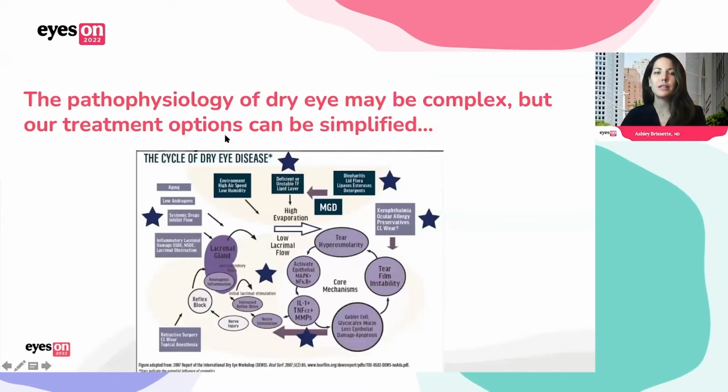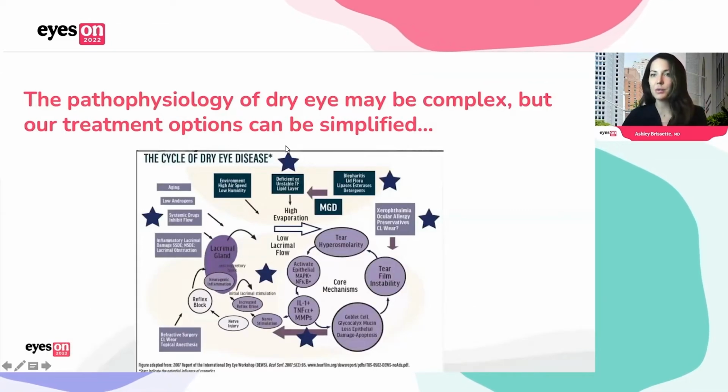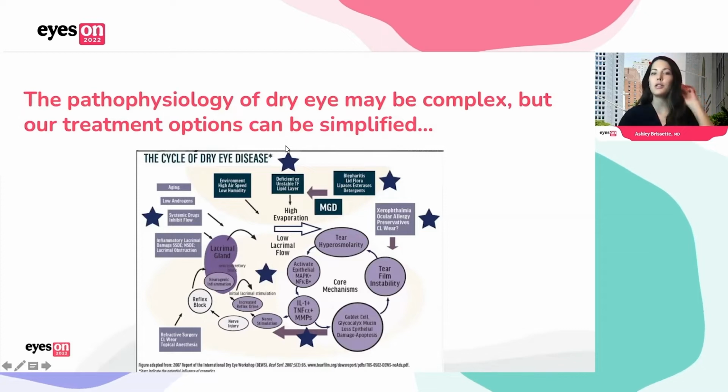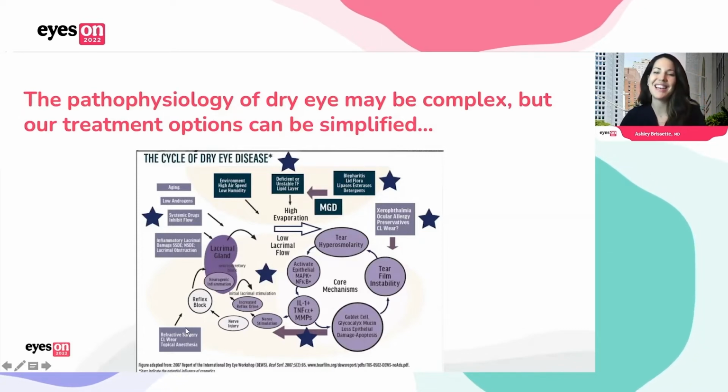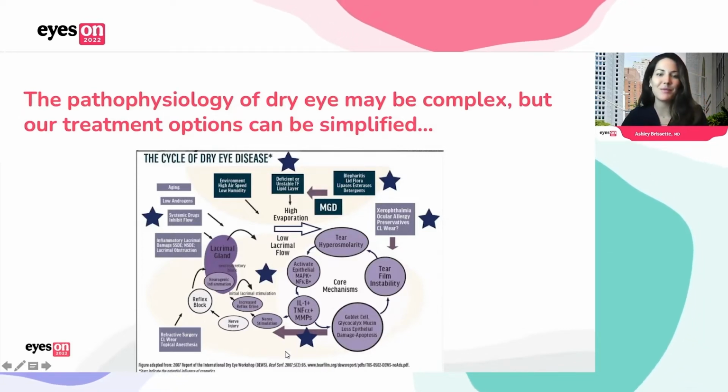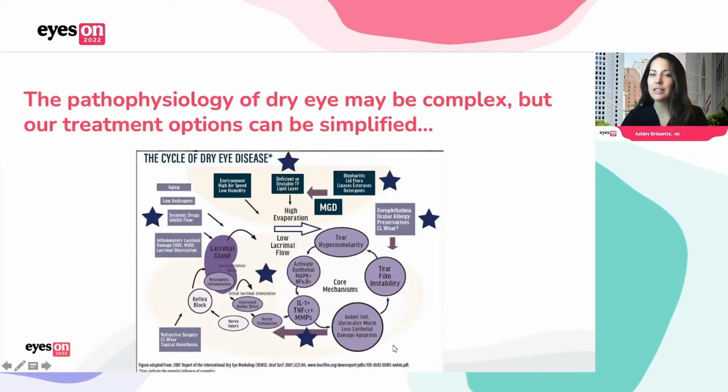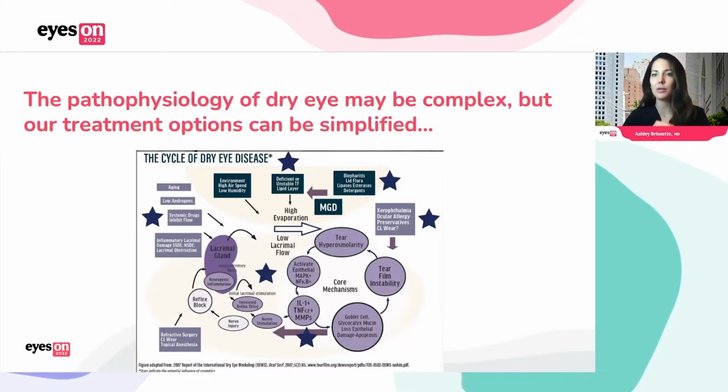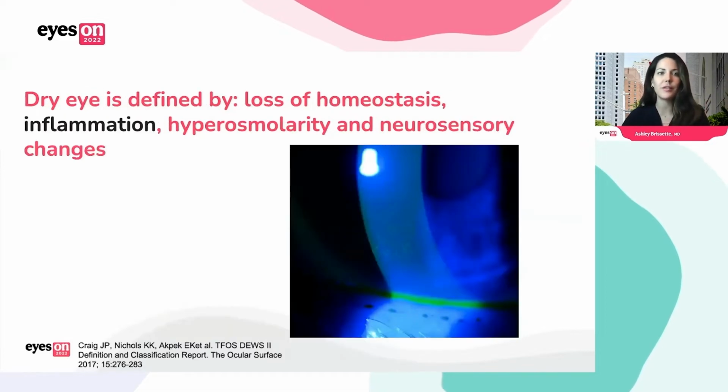So when you see this kind of cycle of dry eye disease, which we'll talk about later in the talk, I don't want you to be overwhelmed by all of these terms and inflammatory markers. Really just getting to the bottom of it is getting to the root cause of the inflammation and then treating that inflammation on the ocular surface.